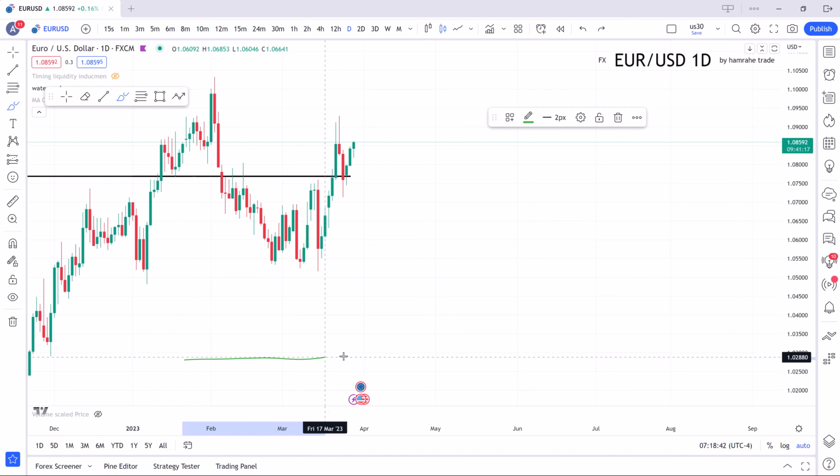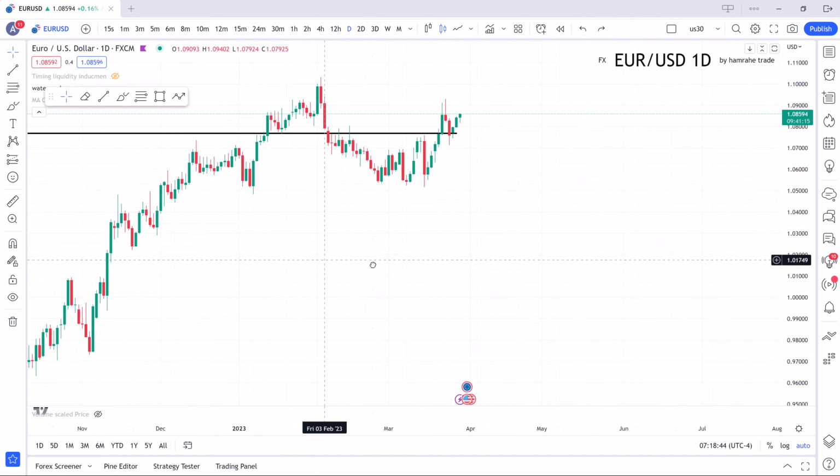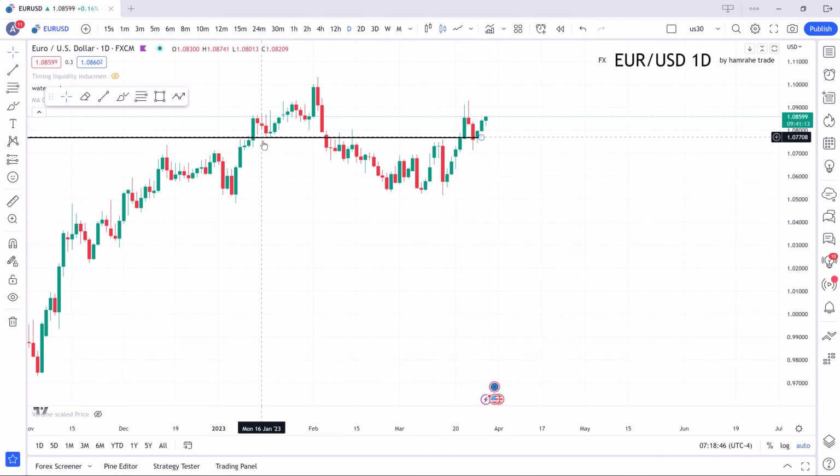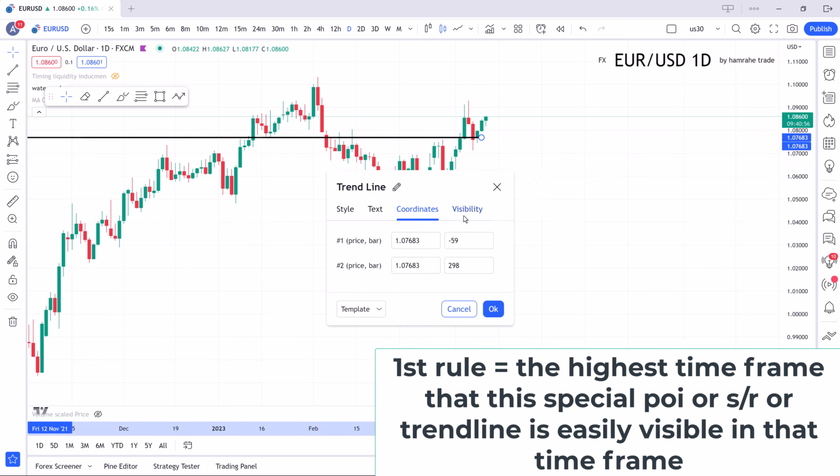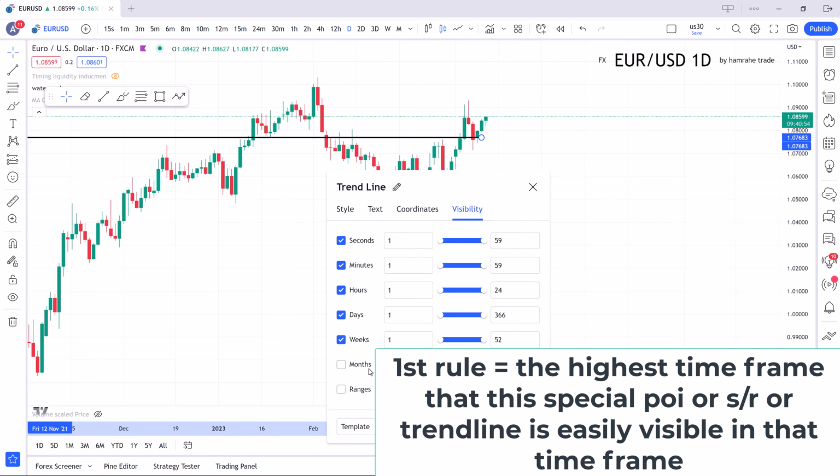So for example, we have this support and resistance level here. How can we identify its time frame? We have two rules. I can't make schematics for these rules. We should use charts, but we have two rules. First rule is that we go to higher time frames. Let me see the visibility on this one. We go to higher time frames.